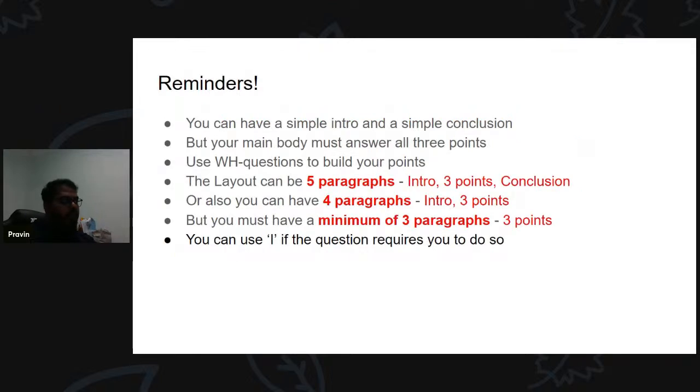So some reminders for part 2. You can have a simple intro and a simple conclusion. It's up to you. For a simple intro, you can start off saying, "Eco-friendly products are common nowadays. Many people are using eco-friendly products to stop environmental pollution. So in this essay, I will talk about my eco-friendly product." Something very simple, boleh, or you can go straight to answering.